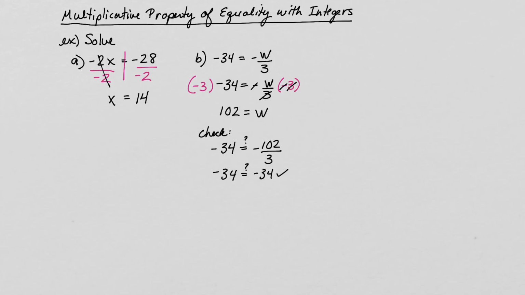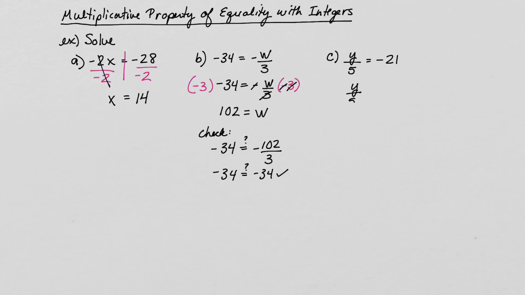All right, so let's try one more here. Maybe I have y divided by 5 equals negative 21. Again, I want to get my y all by itself. It's being divided by 5, so to get it by itself, I'm going to need to multiply by 5.